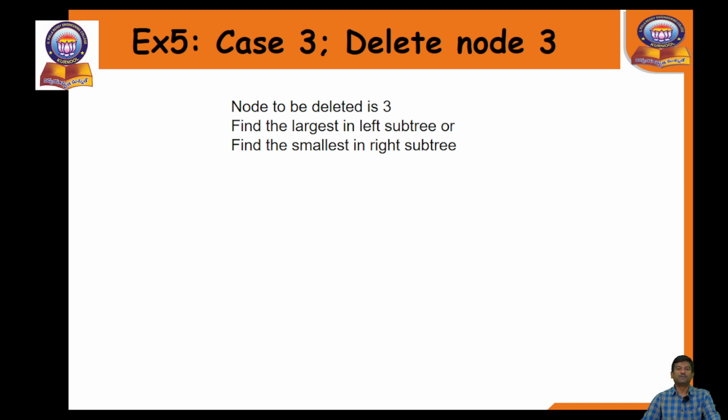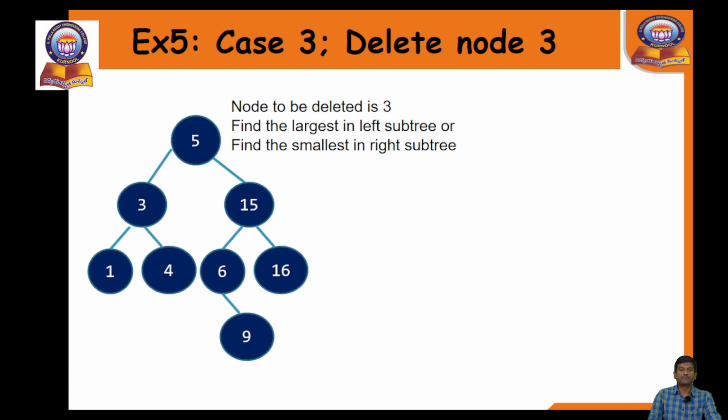And coming to the node 3, that is the node to be deleted. Take for example a given AVL tree, and you have to delete node 3. Observe whether this node 3 belongs to case 1, case 2 or case 3. Case 1 is deleting a leaf node, and case 3 is when the node contains 2 children. Node 3 contains 2 children, that is node 1 and node 4.